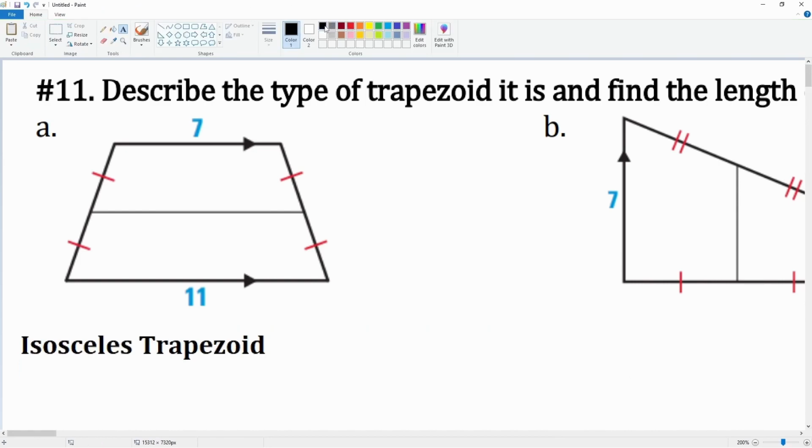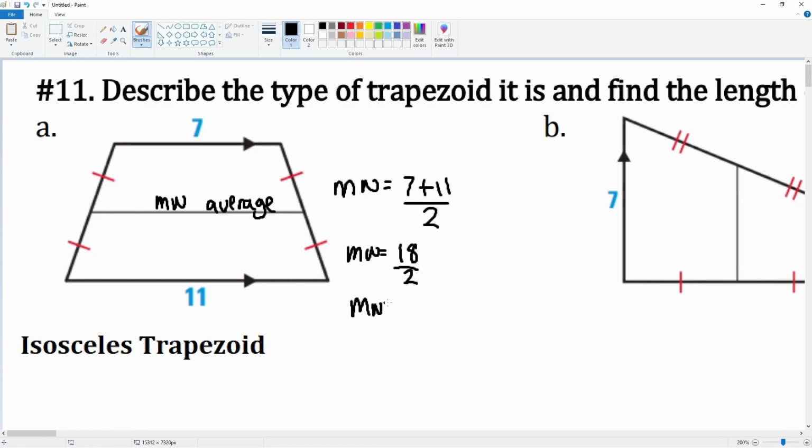Okay. Now we can find the mid-segment. So we know that this mid-segment, let me just write this as MN. MN is going to be equal to 7 plus 11 divided by 2. It's essentially the average. If you ever think about the mid-segment, think of it as just the average. 7 plus 11 is 18, divided by 2. So we know that the mid-segment here is going to be equal to 9. This makes sense because the distance from 7 to 9 is 2 units. That's also going to be the same distance here from 9 to 11, which is 2 units. That's how you can double check.